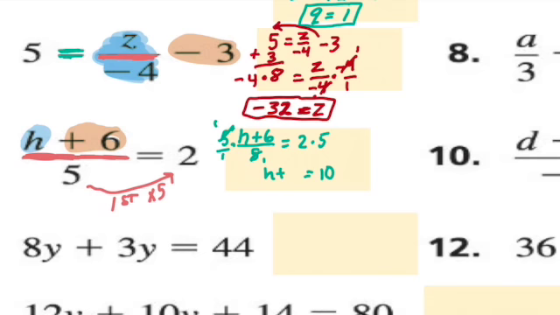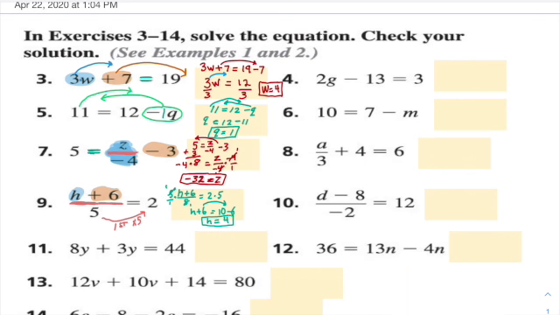Now, some of you are going to look at that and go, I know the answer. That's fine. Awesome. But we're going to double check because sometimes signs can mess this up. Not on this problem, hopefully. And we realize, oh yeah, h equals 10 minus 6, so h equals 4, and that is our solution. So that's saying if I put 4 in right here, 4 plus 6 is 10, 10 divided by 5 is 2. And yes, that works.